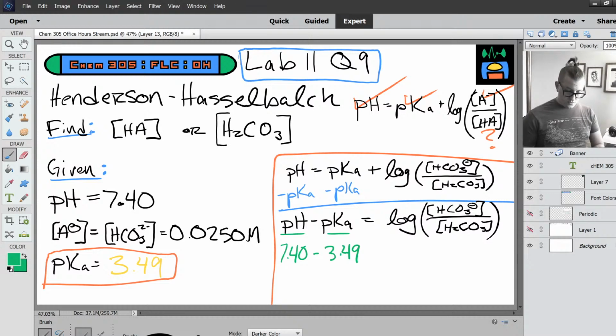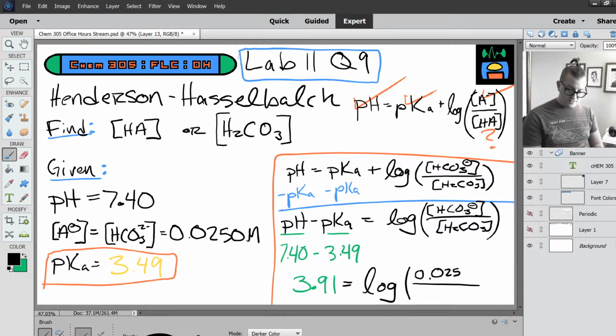7.4 minus 3.49 comes out to 3.91, which is equal to the logarithm of, and I'll plug this in as well, the molarity in the numerator, 0.0250 molar, over the molarity of carbonic acid, which is what we're trying to solve for.